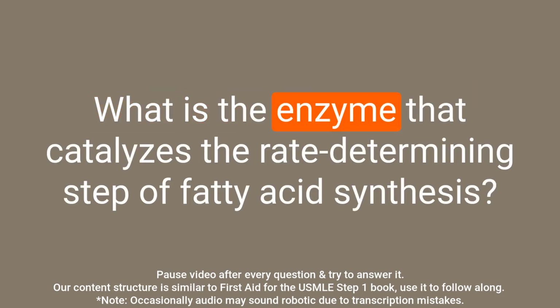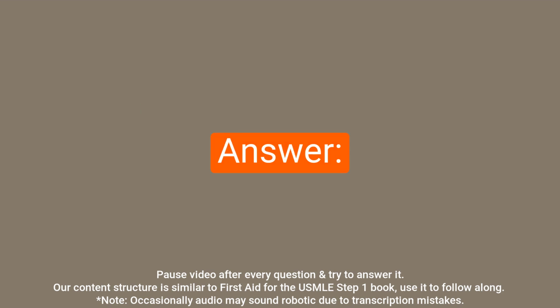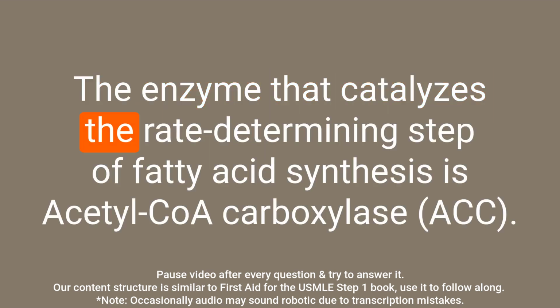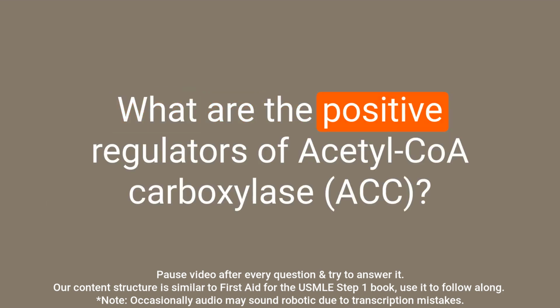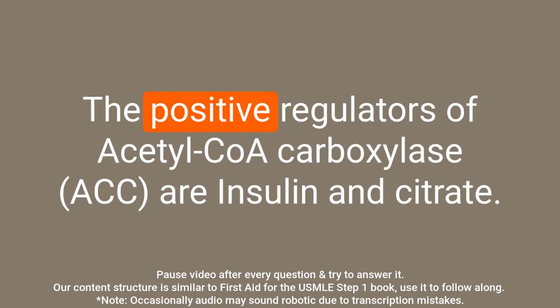Question: what is the enzyme that catalyzes the rate-determining step of fatty acid synthesis? Answer: the enzyme that catalyzes the rate-determining step of fatty acid synthesis is Acetyl-CoA carboxylase. Question: what are the positive regulators of Acetyl-CoA carboxylase? Answer: the positive regulators of Acetyl-CoA carboxylase are insulin and citrate.